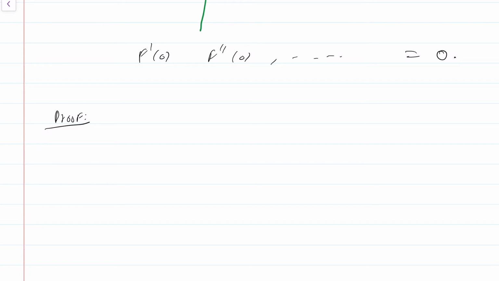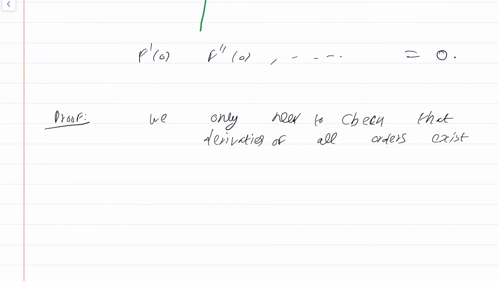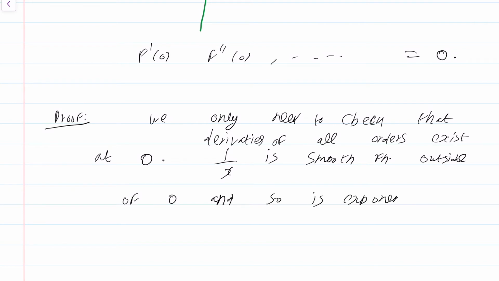Okay, so all we have to do is that we only need to check that all derivatives, or better yet, derivatives of all orders exist at 0. The reason is that 1 by x is a smooth function outside of 0, and so is exponential. Let me just write 1 by t, or rather in our case minus 1 by t, and so is exponential.